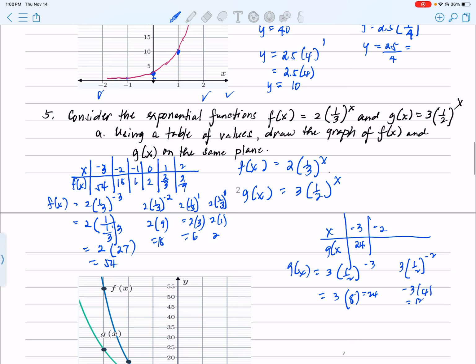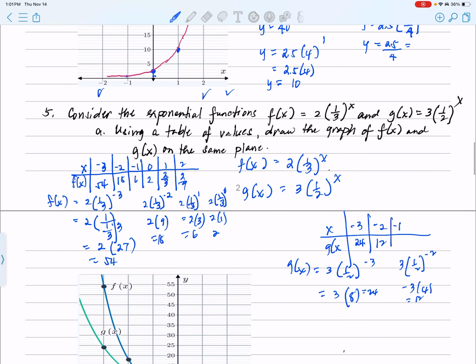When it's negative 1, do the same thing. 3 times 1/2 to the negative 1. Get the reciprocal. That equals 6. When it's 0, 3 times 1/2 to the power 0, that equals 1, so it's 3. For 1, you have 3 over 2. When it's 2, you have 3 over 4. So these are your coordinates.